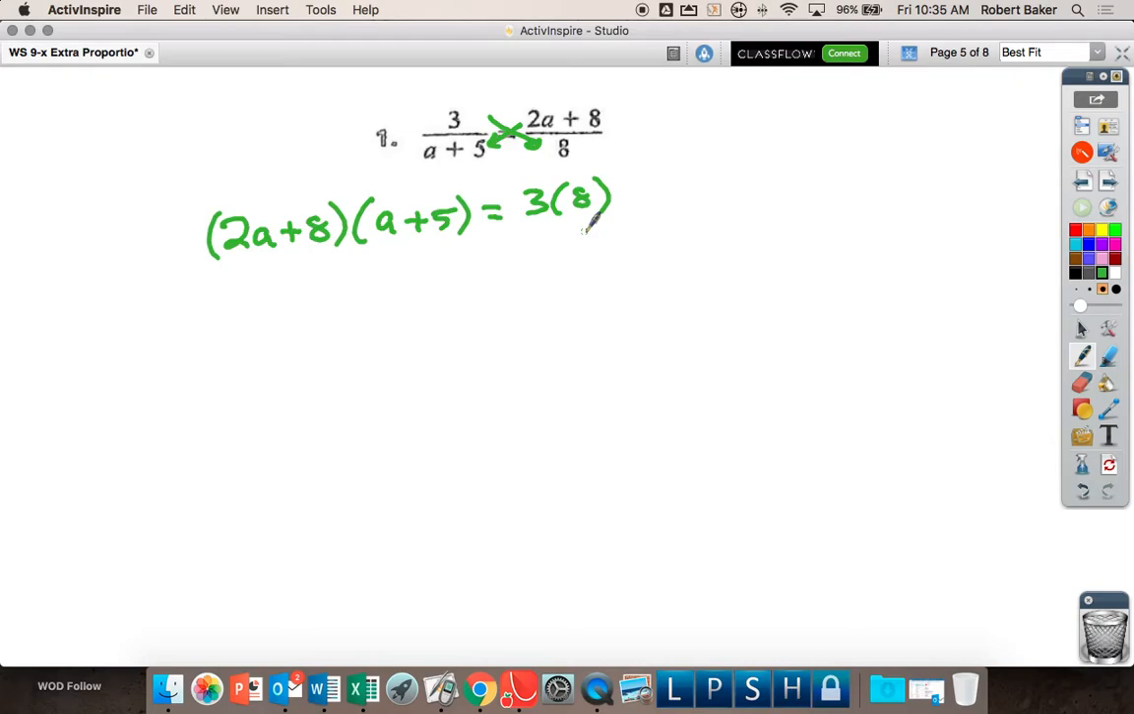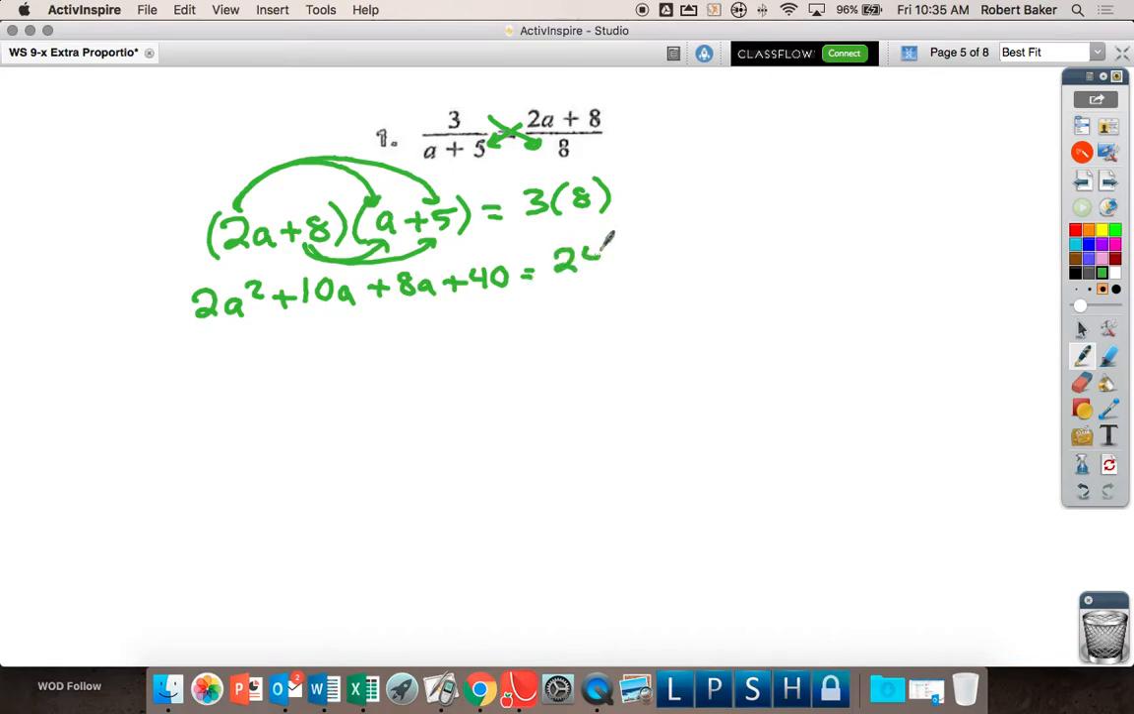FOIL, double distribute, whatever makes your life easy. I like to double distribute like this. 2a squared, 10a. Positive 10a. Plus 8a, positive 8a. Equals 24. Positive 24.